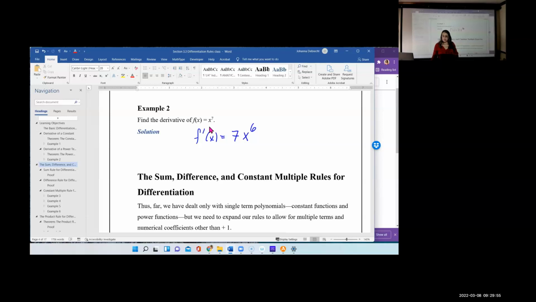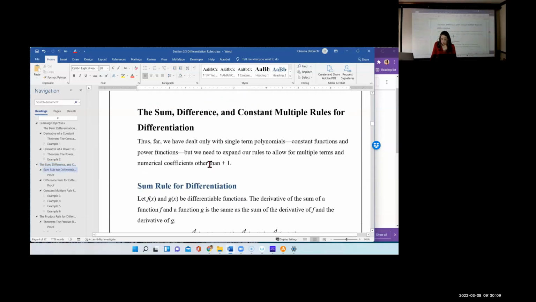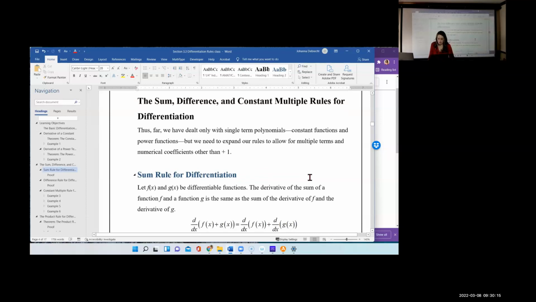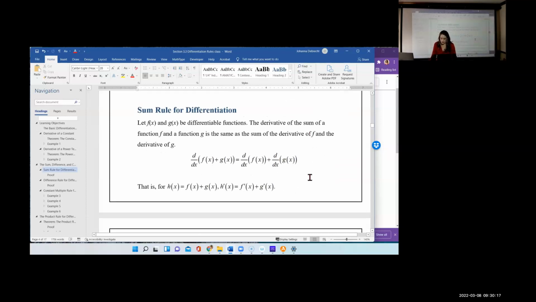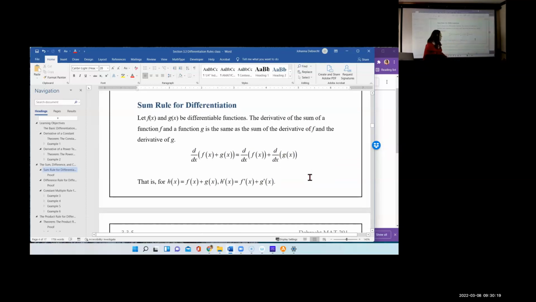And like I said, you'll be using this rule hundreds of times by the end of the semester. By the time you get into Cal 3, it will be thousands of times. You'll be using this rule so often, it will become instinctive for you. Now we're going to talk about the sum, the difference, and the constant multiple rules for differentiation. We'll start with the sum rule.